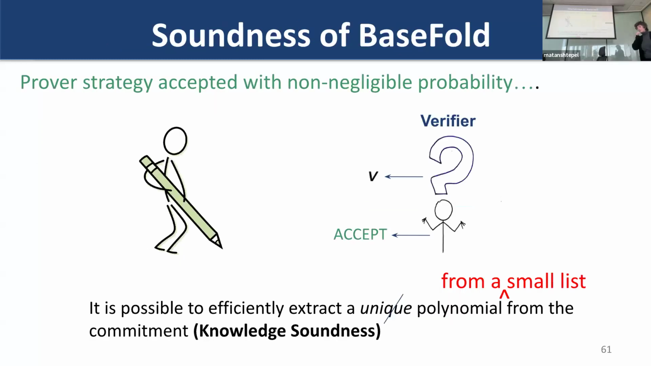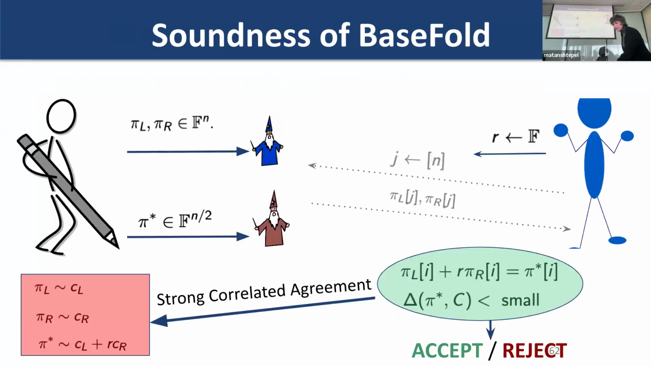Okay, so finally, I'll touch upon how this applies to the soundness of BaseFold. So recall what we want to prove: knowledge soundness. Here, we're going to relax it a little bit. Instead of extracting a unique polynomial, we extract a polynomial from a small list. So we can think of it as a list commitment. And we have our primitive again, and now we have strong correlated agreement. So after the verifier checks, we know that pi L is close to a code word CL, pi R is close to a code word CR, and pi star is close to CL plus R times CR.